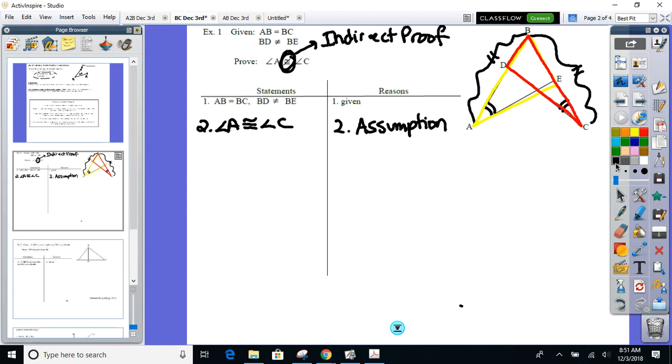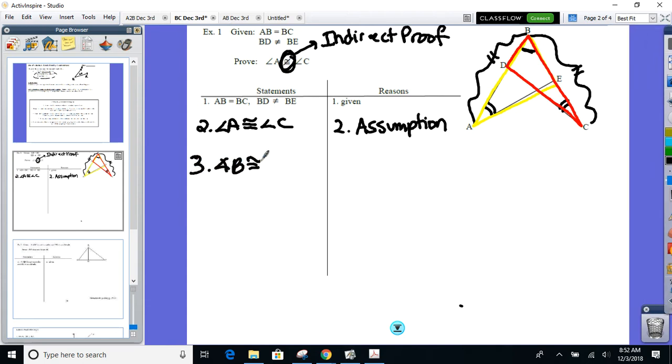Where's the other angle? So I need the reflexive angle to write down, yes? Okay, so I need angle B congruent to itself. And is everyone in agreement now those triangles are congruent?